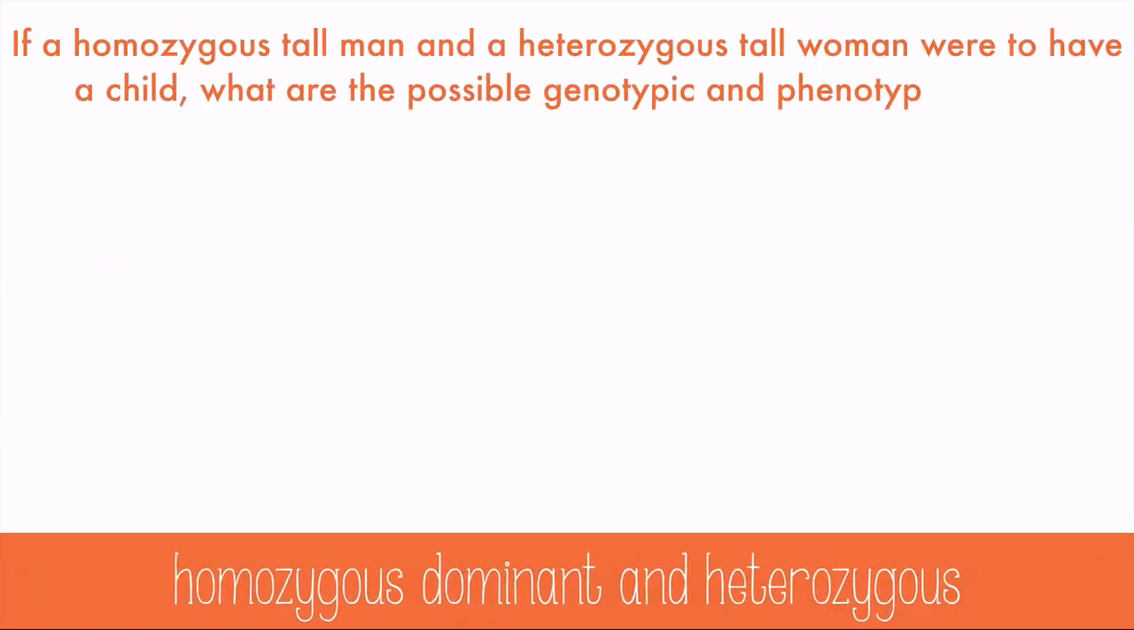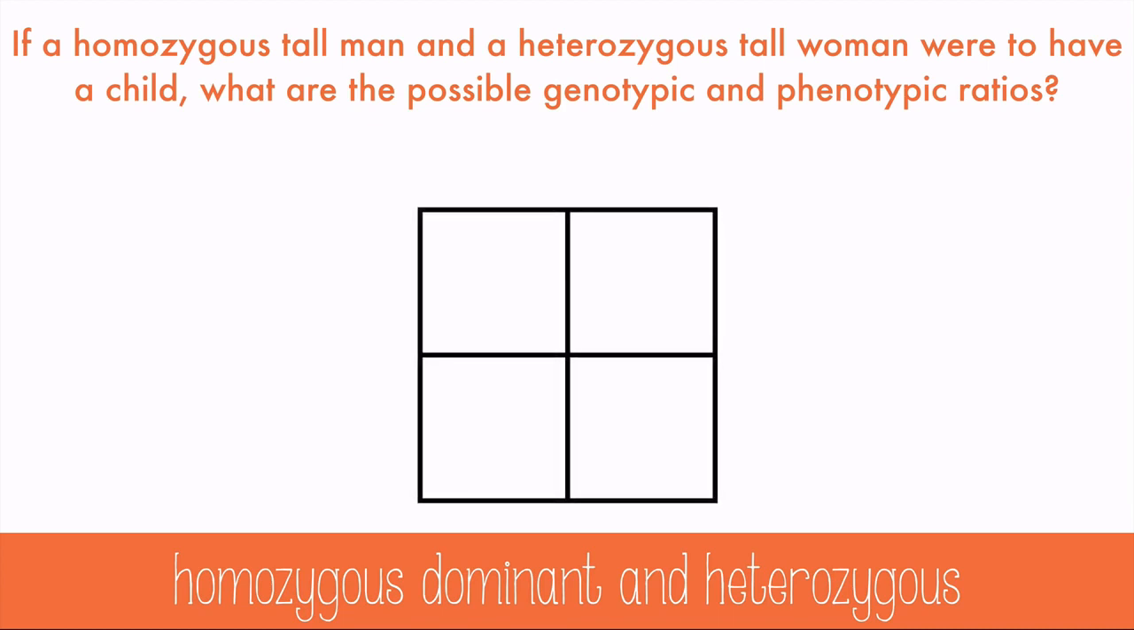For example, if a homozygous tall man and a heterozygous tall woman were to have a child, what are the possible genotypic and phenotypic ratios? In this case, we're crossing homozygous and heterozygous. We know that tallness must be dominant because the heterozygous woman shows tallness as the trait. Homozygous tall, then, means homozygous dominant. We'll put 2 capital letters at the top for him, and a capital and a lowercase letter on the side for the woman.